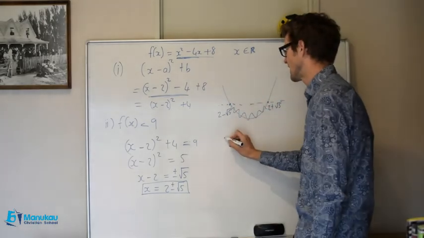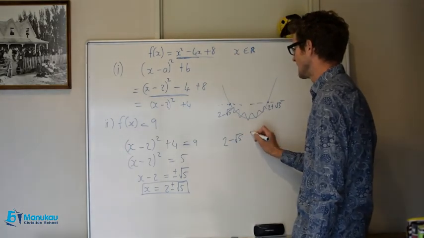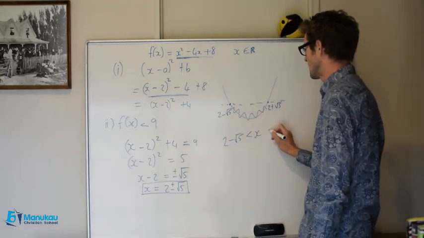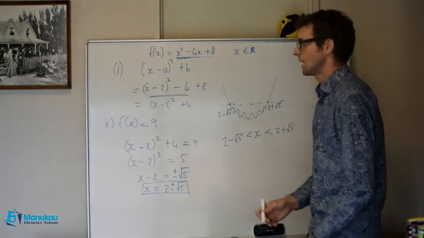So what we now say is that 2 minus the square root of 5 is less than x is less than 2 plus the square root of 5. And that is how we solve the second part of the question.